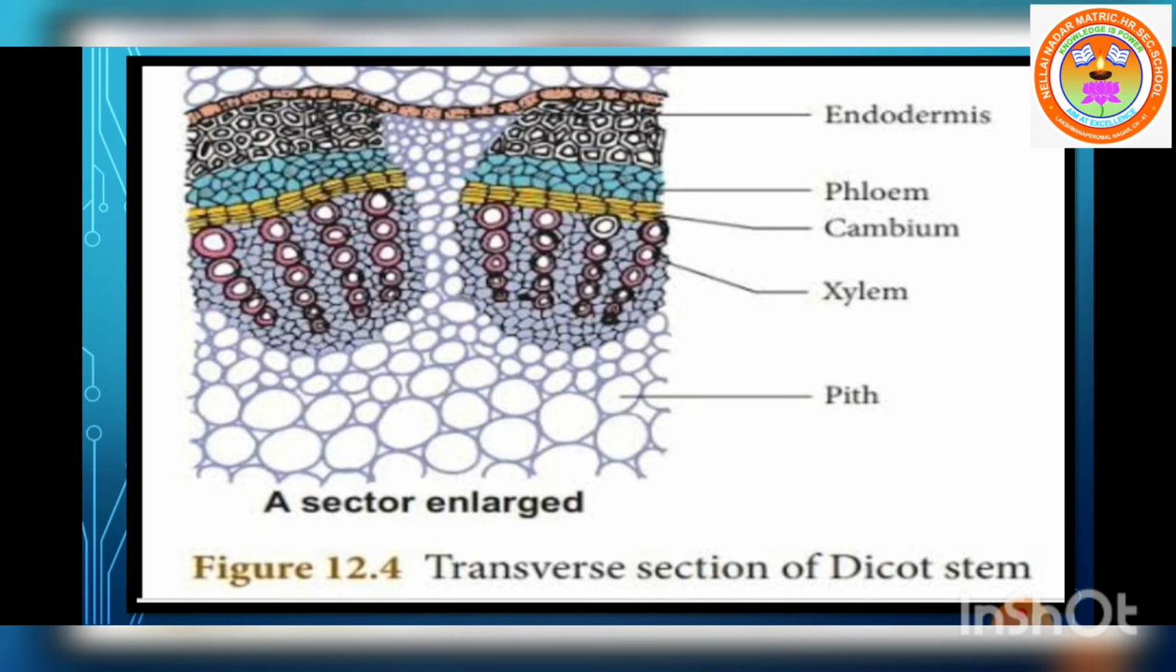Next, pith. The large central portion of the stem is called pith. It is composed of parenchyma cells with intercellular spaces. The pith is also known as medulla. The pith extends between the vascular bundles. These extensions of the pith between the vascular bundles are called primary pith rays or primary medullary rays. The major function of pith is storage of food.